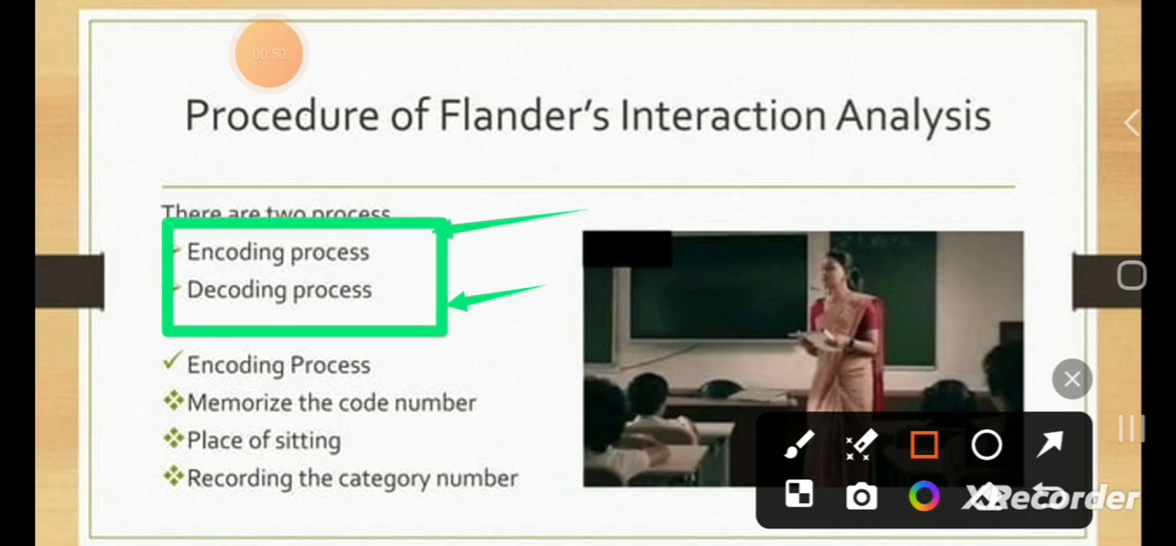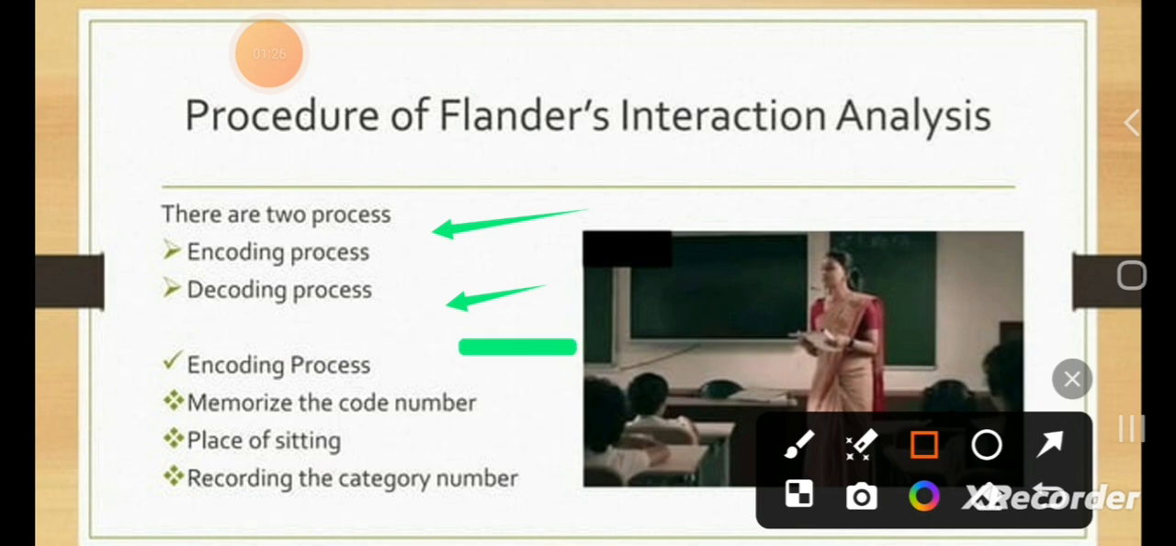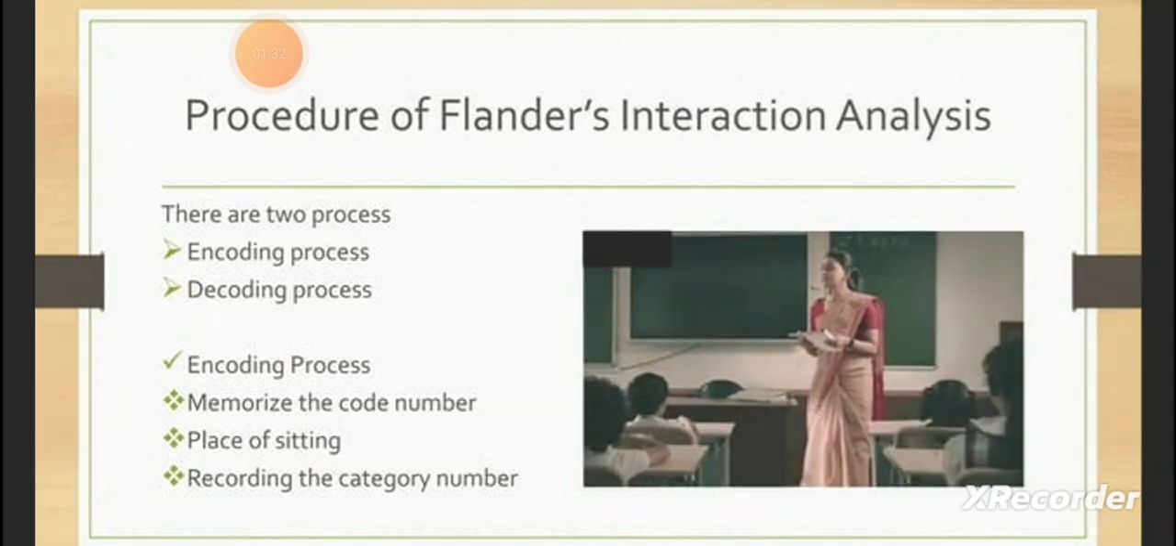Decoding process: categorize. After the observation period, review the recorded category numbers to identify patterns and frequencies. Next, analyze and assess the data to understand the dynamics of interaction in the classroom, such as the proportion of time spent in various categories. This systematic approach helps in evaluating the quality and types of interaction between teacher and students. Encoding process: memorize the code number, place of setting, recording the category number.